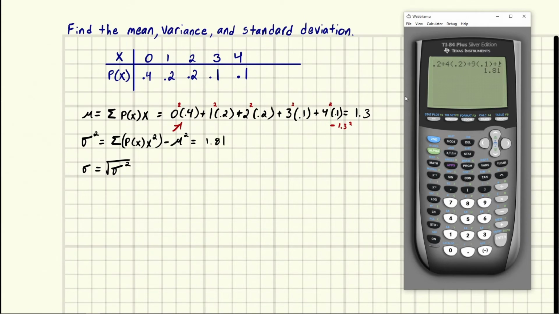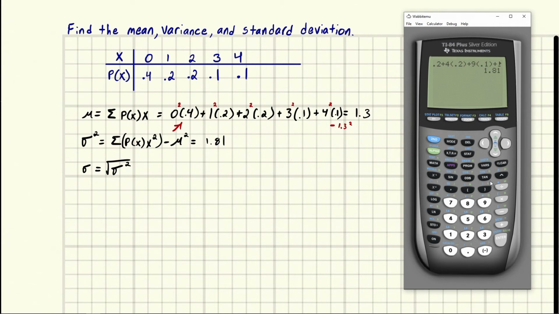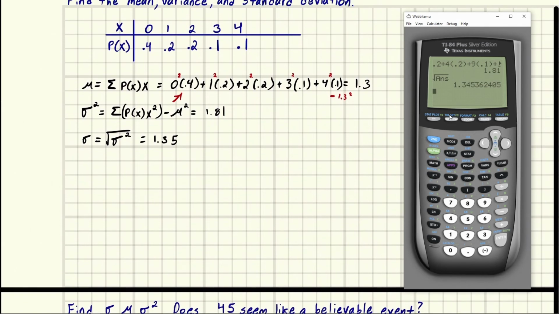And if we take the square root of this answer, we should get the standard deviation. So we're going to go ahead and take the square root of our result. You could type this, or you could use the answer key, which is what I tend to use. So answer will just place what we had last. And so we're going to go ahead and do that. And we get 1.35, rounding to 2 decimal places sort of randomly.